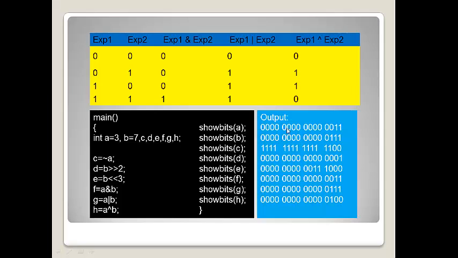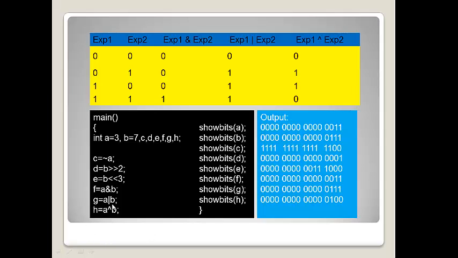The binary value of a is 11, and the binary value of b is 111. Based on this table, only if expression 1 and expression 2 are both true is the result true. So in this case, 1 and 1 gives 1, 0 and 1 gives 0, and 0 and 0 gives 0. This is the binary form of f.